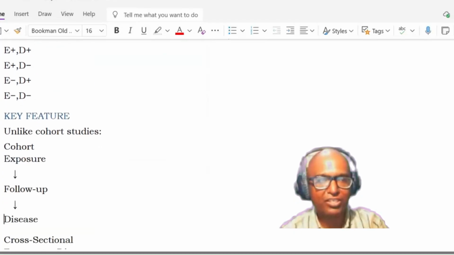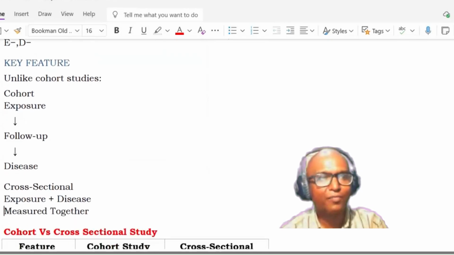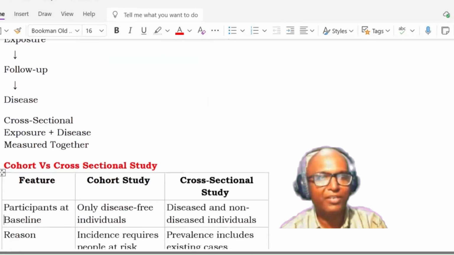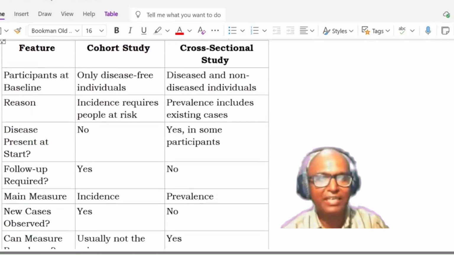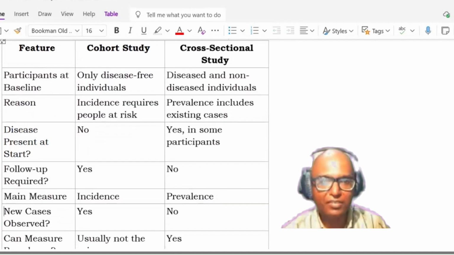So the key feature of the cross-sectional study is that unlike the cohort study, where we measure the exposure and follow them up over a period of time to see who develops the disease, the cross-sectional study will measure the exposure as well as the disease together. The difference between cross-sectional and cohort is that participants at baseline in the cohort will be disease-free. Here, diseased as well as non-diseased individuals will be there in the cross-sectional.